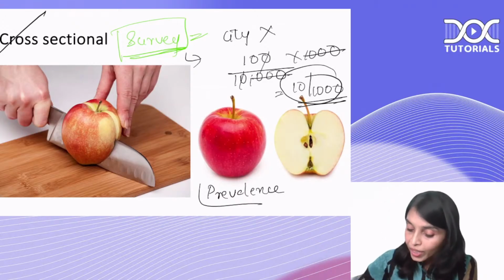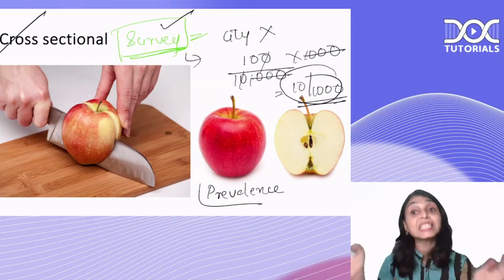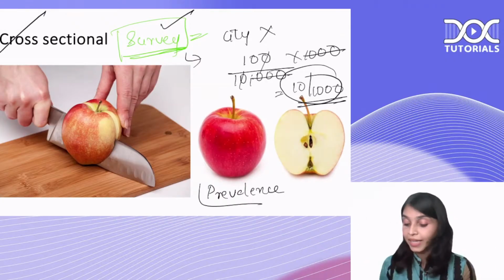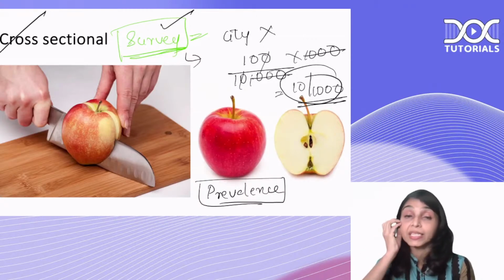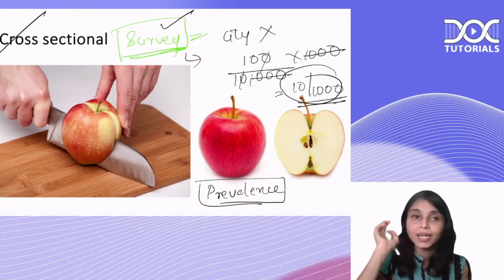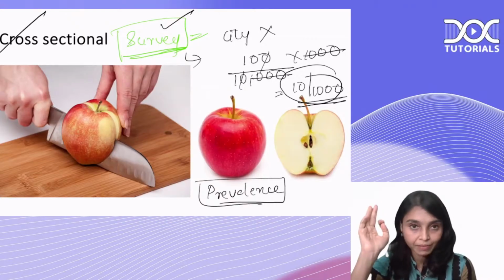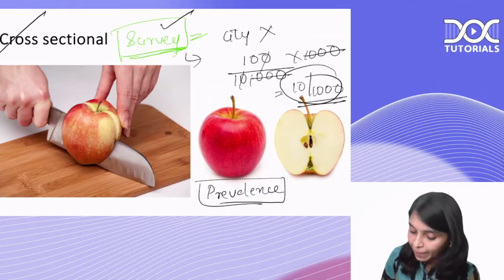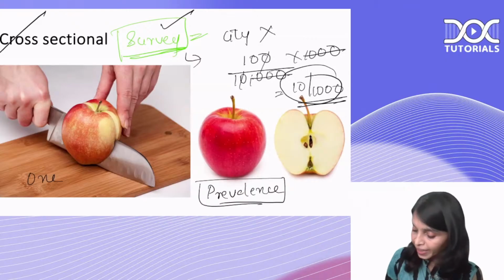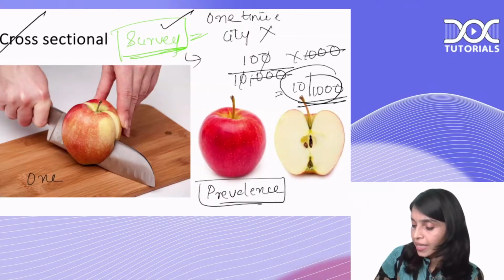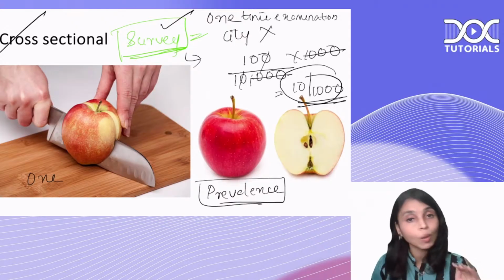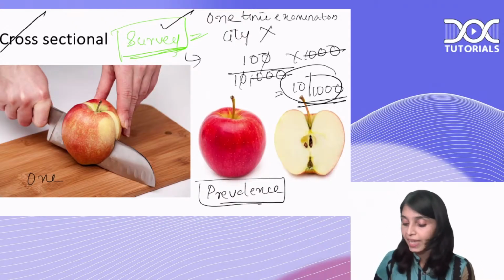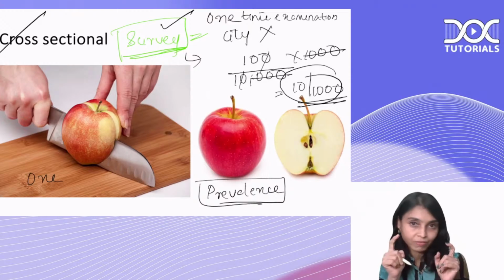Am I clear? So if you see the term survey, or you describe the population, or prevalence, the study design to find out the prevalence, the answer is cross-sectional study. Now what is the advantage of doing a cross-sectional study? Cross-section means at one time, it is a one-time examination of a population. It is like taking a snapshot of a population.